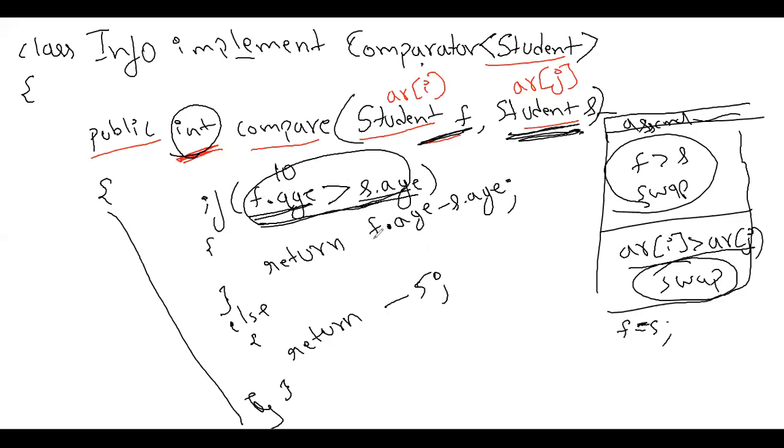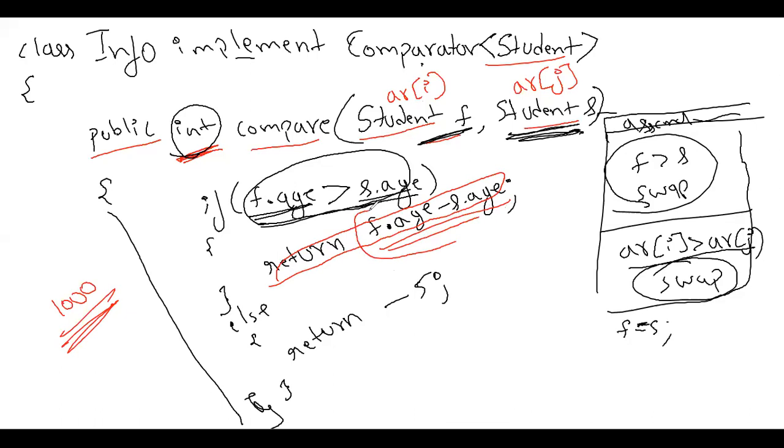Now, please tell me, does anyone have doubt in this line? How I removed 1000 and replaced it with f.age minus s.age? Did everyone understand here? 1000 is a positive value, right? And I have replaced the positive value with another positive value. Now you might be thinking, sir, how can you guarantee that this is a positive value? We can guarantee it by checking the condition, right? If f.age is always greater than s.age, then 100 minus 10 will always be a positive value.